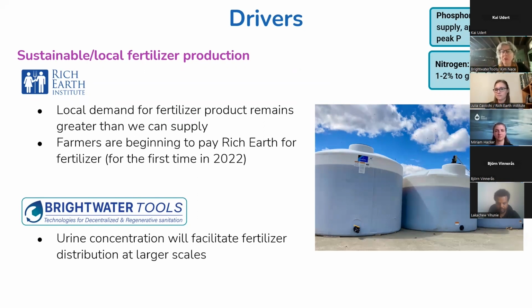We had some farmers who are starting to pay us. We actually have a scale, have created a price sheet, and this is just for pasteurized urine. It's not concentrated at this point. But people are beginning to really value it and come to us and say, we'd like to have it, we'll buy it from you. So as we said, the concentration will definitely facilitate a larger scale distribution. Can we go on?